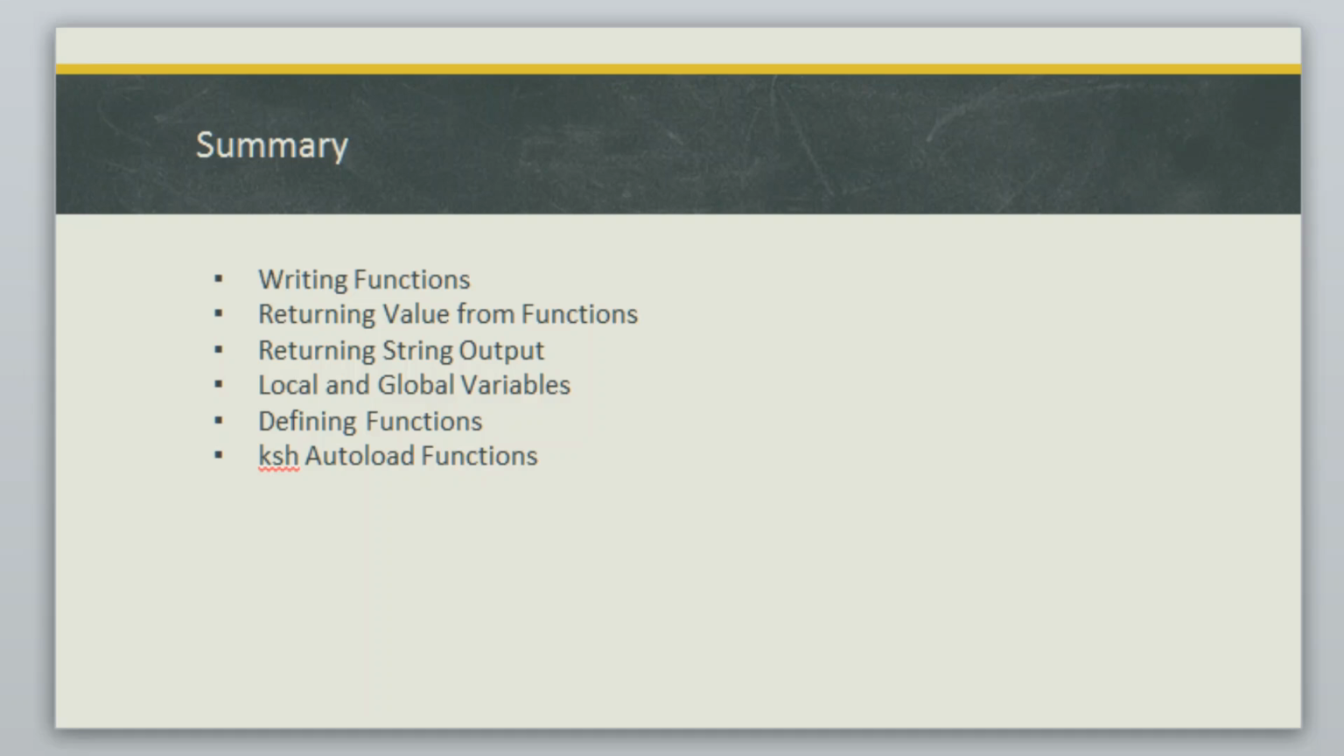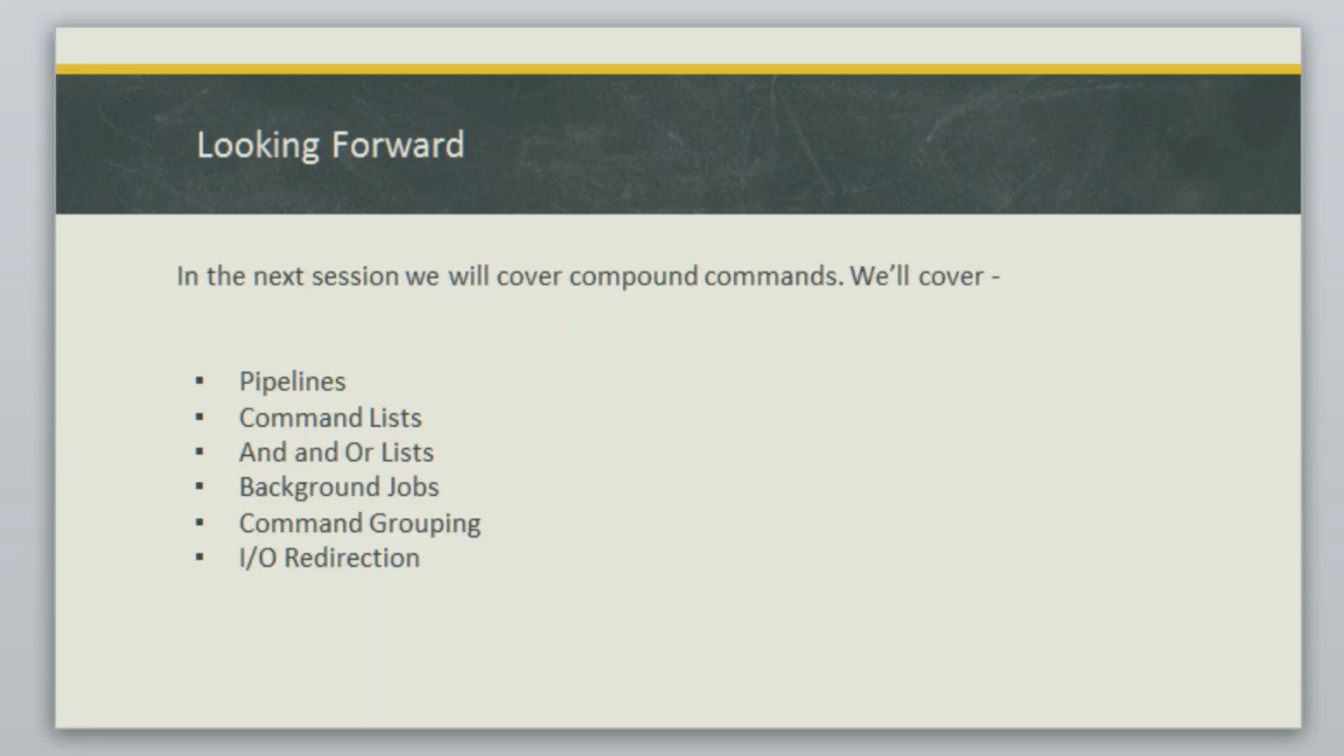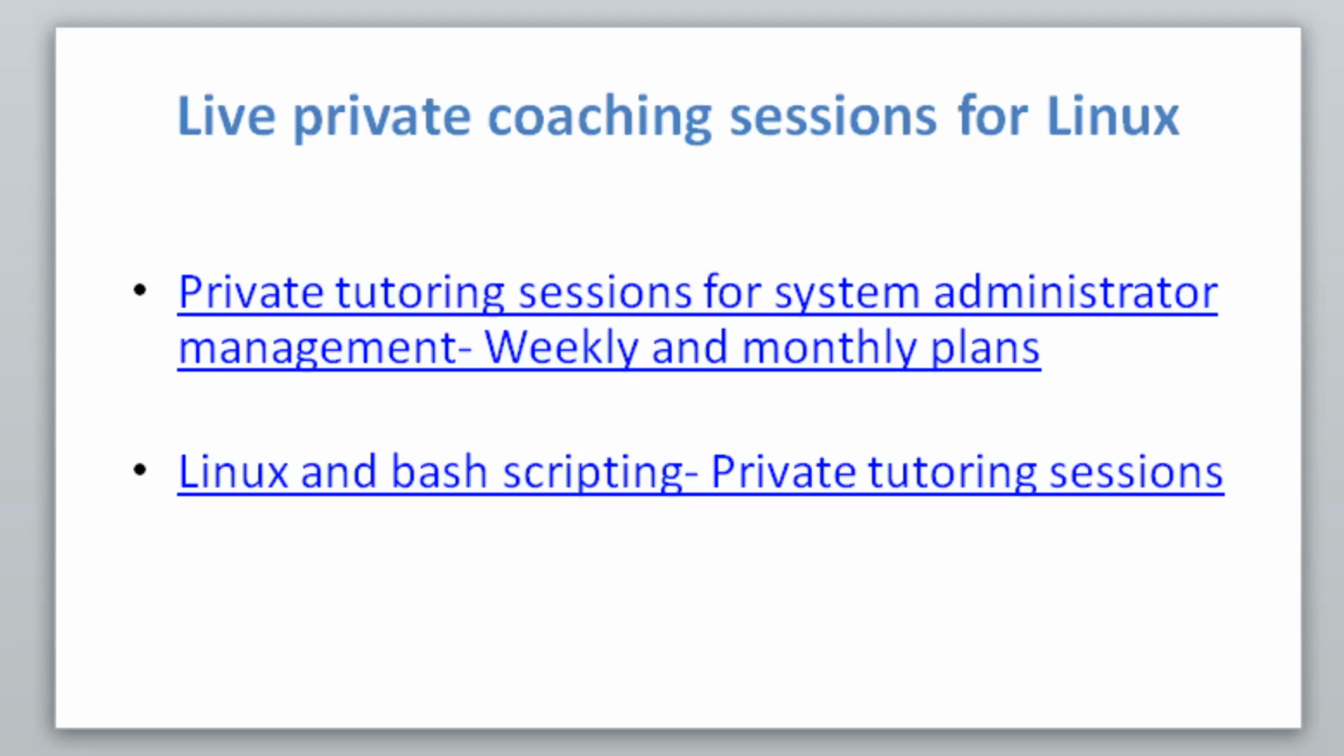So in summary, guys, we talked about writing functions, returning values from functions, returning string output, local and global variables, defining functions, and K-shell autoload functions. Next session, we're going to talk about pipelines, command lists, and-or lists, background jobs, command grouping, and I/O redirection.